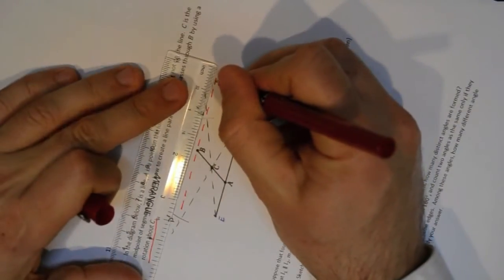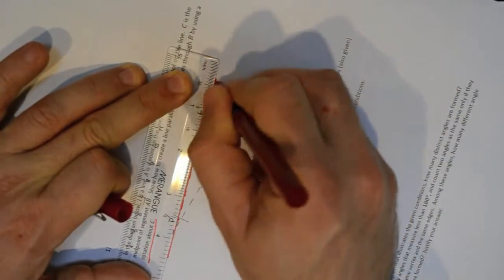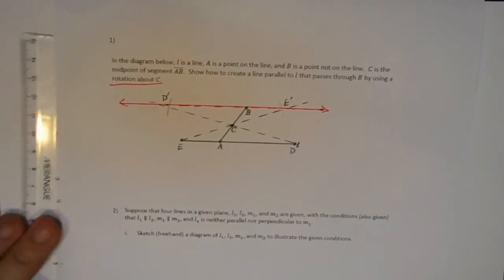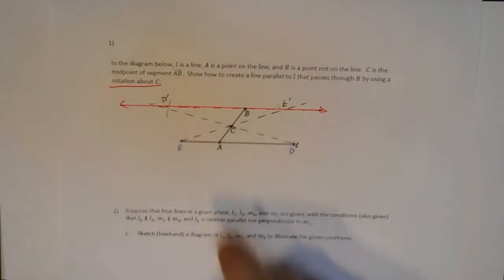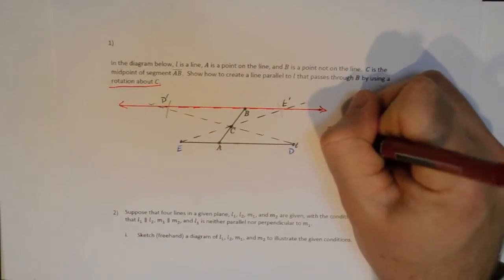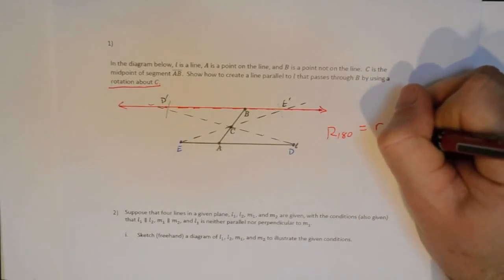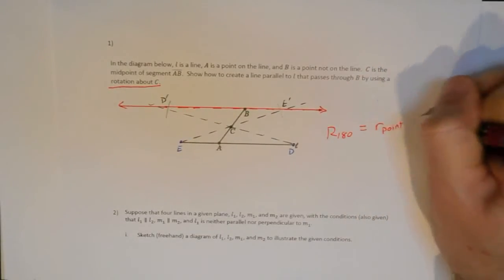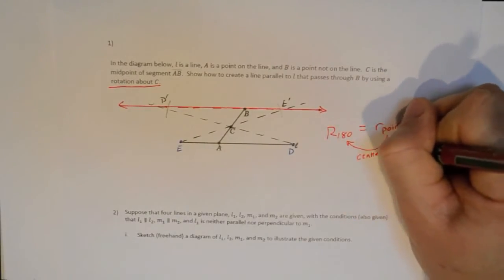If we go ahead and connect these 2 points, my D prime over here and my E prime over here, then we'll get a nice line parallel to the original through point B, and that line has been constructed by a rotation of 180 degrees, which is equivalent to a reflection through a point. That's really handy to remember, that a rotation of 180 is equivalent to a reflection through the point, as long as that point is the center of rotation.